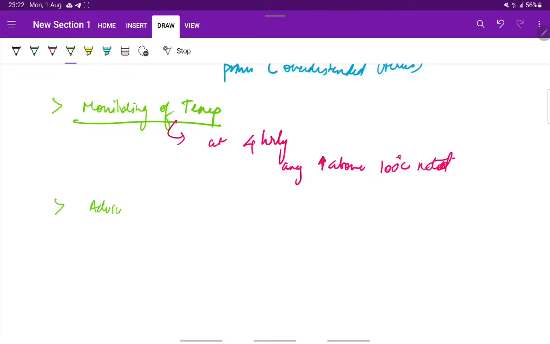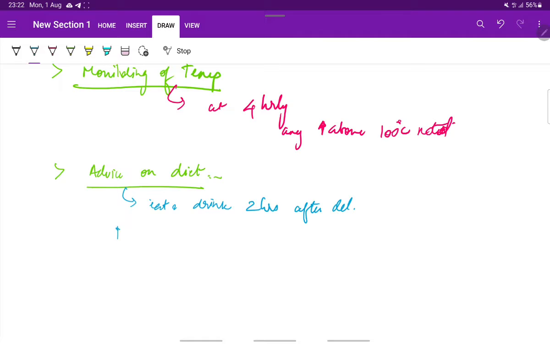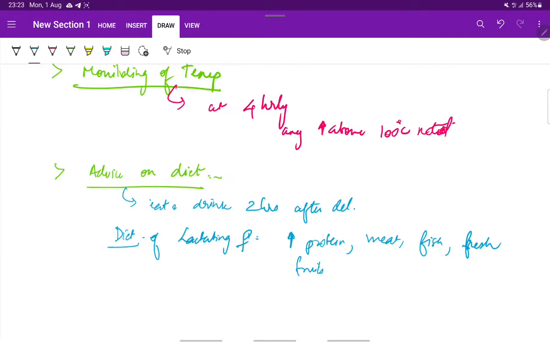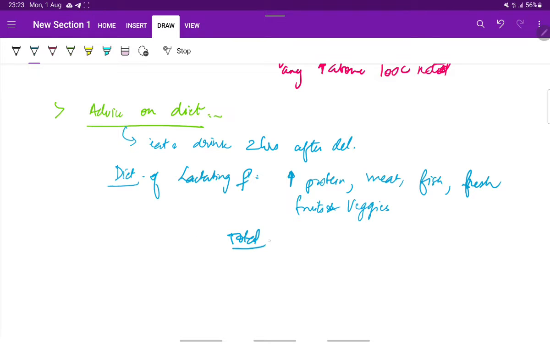Next will be the advice on diet. The mother should be encouraged to eat and drink something 2 hours after delivery, and the diet of a lactating woman should contain increased protein, meat, fish, fresh fruits and vegetables, so the total dietary requirement is increased by around 600 kilocalories in case of lactation.